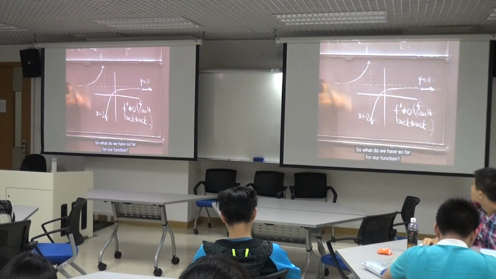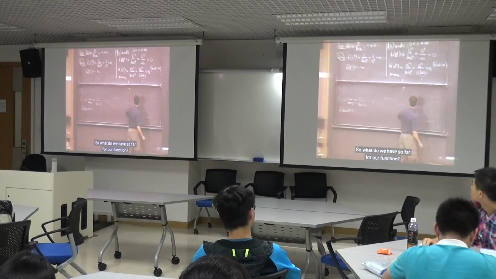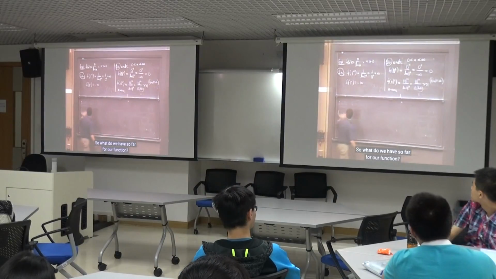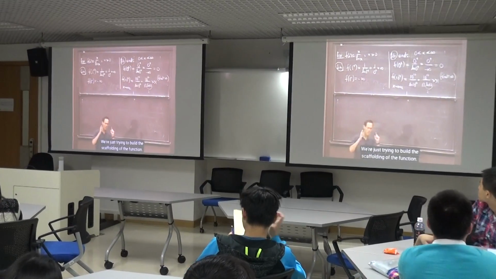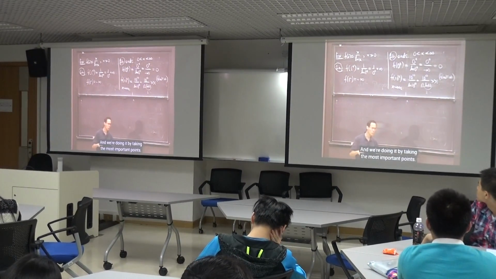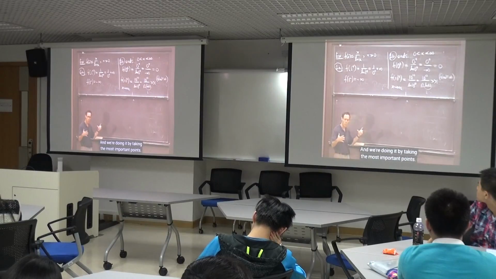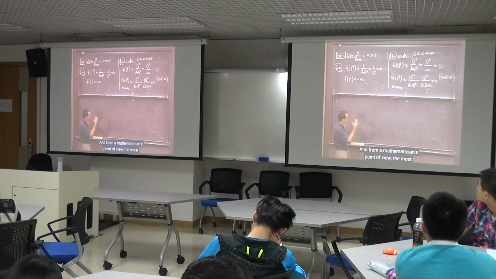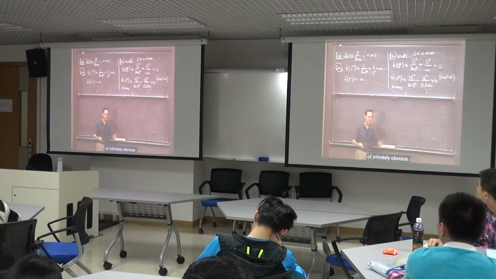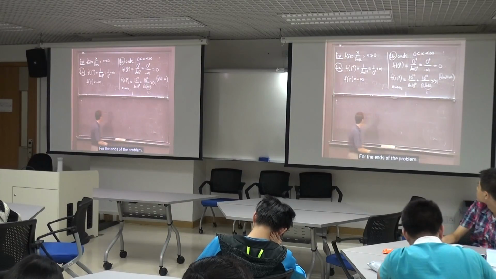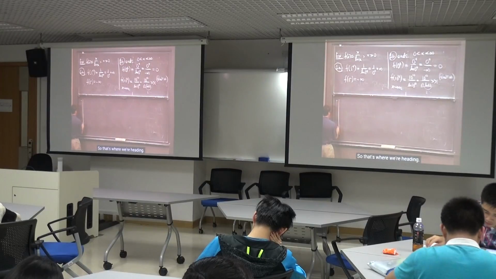Okay, so what do we have so far for our function? We're just trying to build the scaffolding of the function. And we're doing it by taking the most important points. And from a mathematician's point of view, the most important points are the ones which are sort of infinitely obvious, or the ends of the problem. So that's where we're heading.